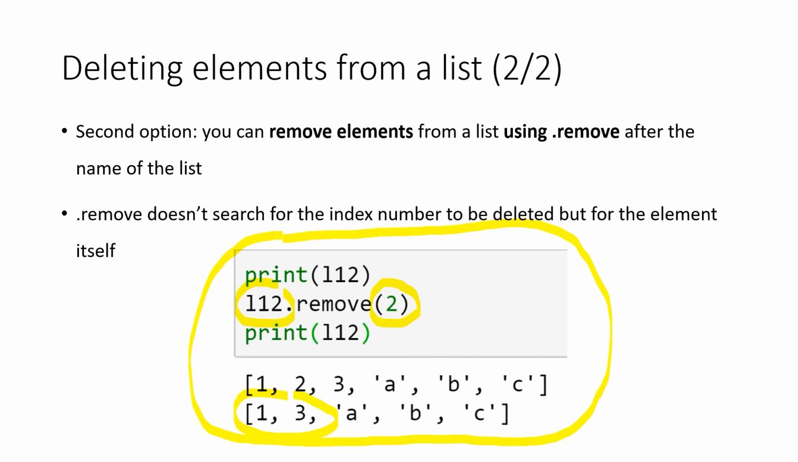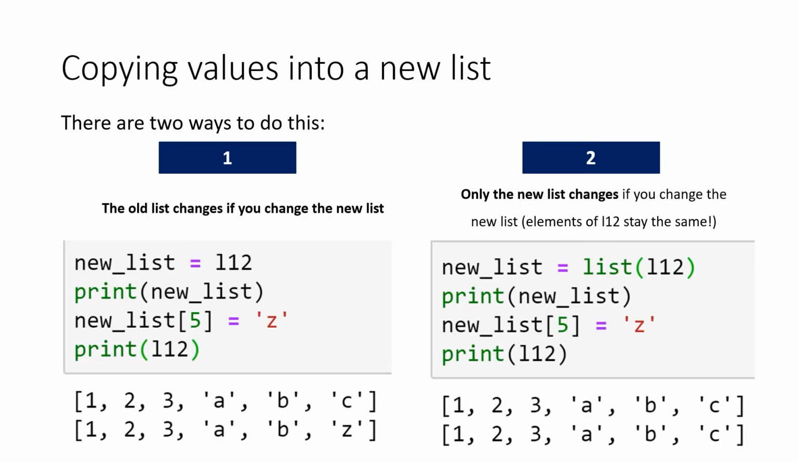The .remove method can be very useful if you don't actually know the index numbers or you're too lazy to search for them, but you know what kind of element is stored in the list and you want to delete exactly this element. Now, finally, we can also copy lists into lists and create new lists out of it.